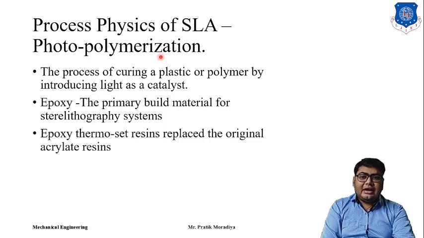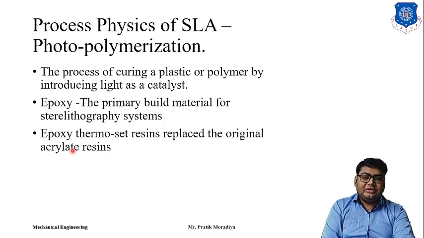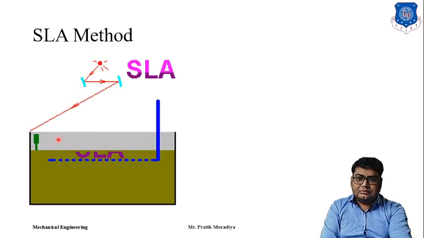Now in SLA, what are we using? We are using epoxy as the primary material, and epoxy is a thermoset resin. Originally we were using acrylic resin, but due to some disadvantages of acrylic resin, basically this acrylic resin was very brittle, we shifted from acrylic to epoxy due to the advantages of the epoxy resin's properties.